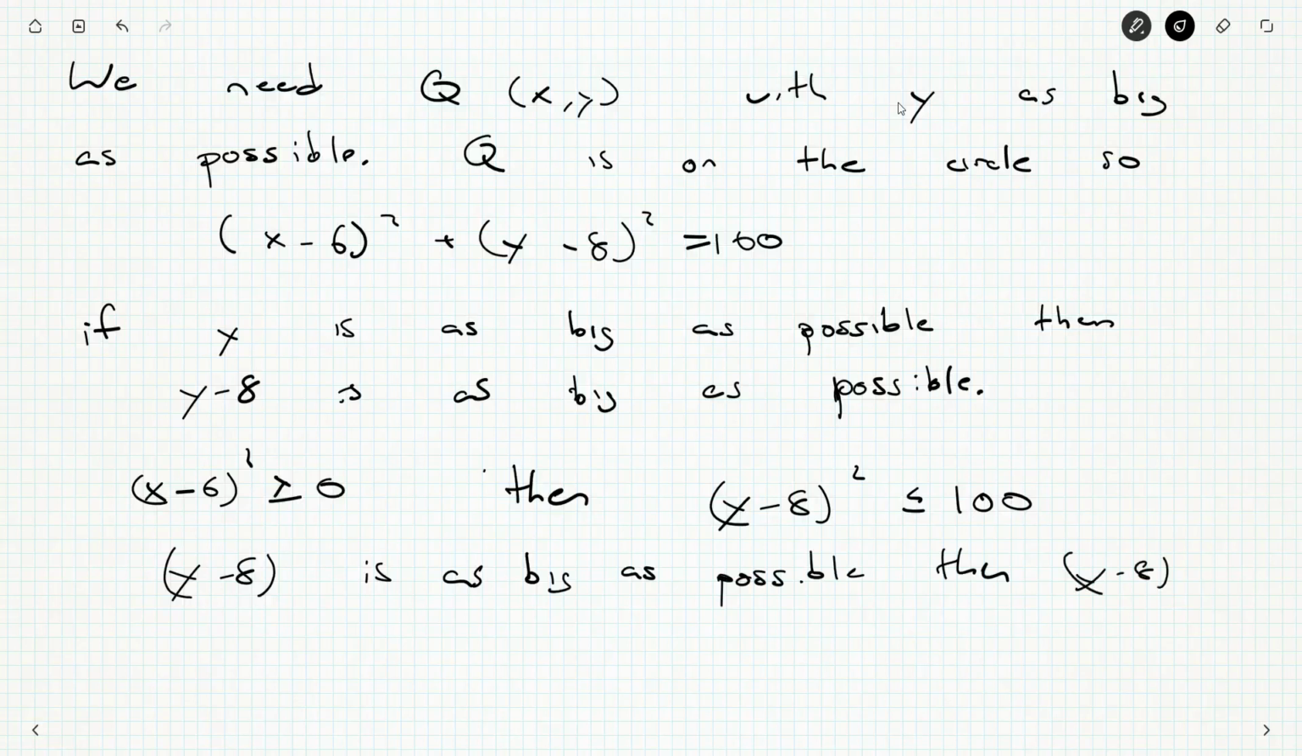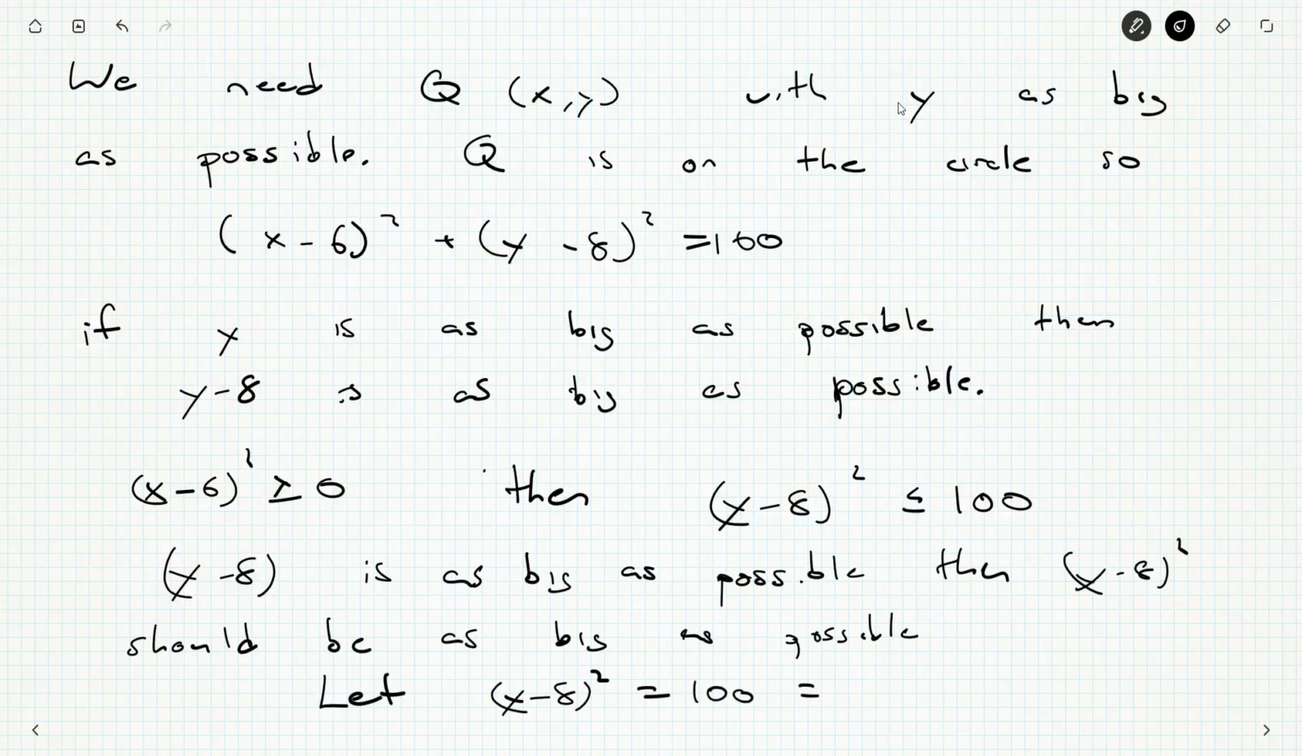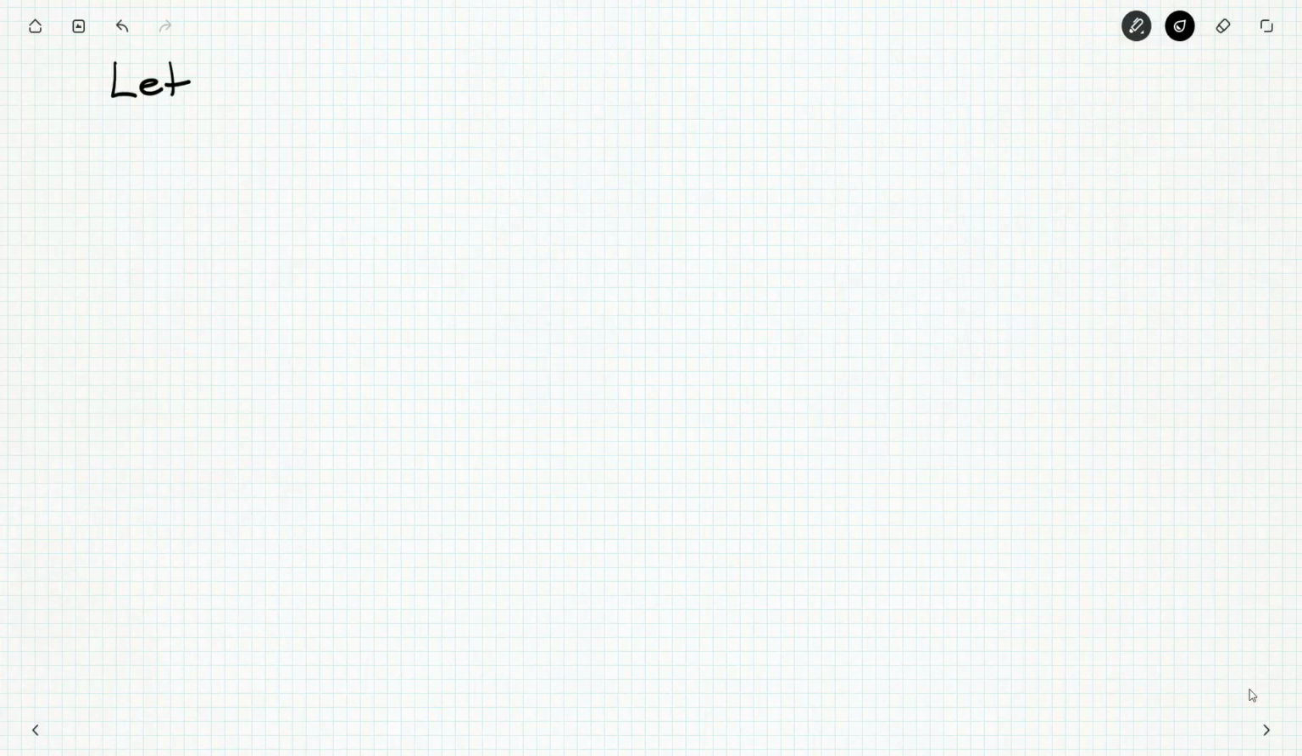then y minus 8 squared should be as big as we can make it. And so we let y minus 8 squared equal 100, which is 10 squared. So y minus 8 is going to be plus or minus 10. I probably should say then or therefore. And that would be y is equal to, we'll add 8 to both sides, 18 or negative 2.